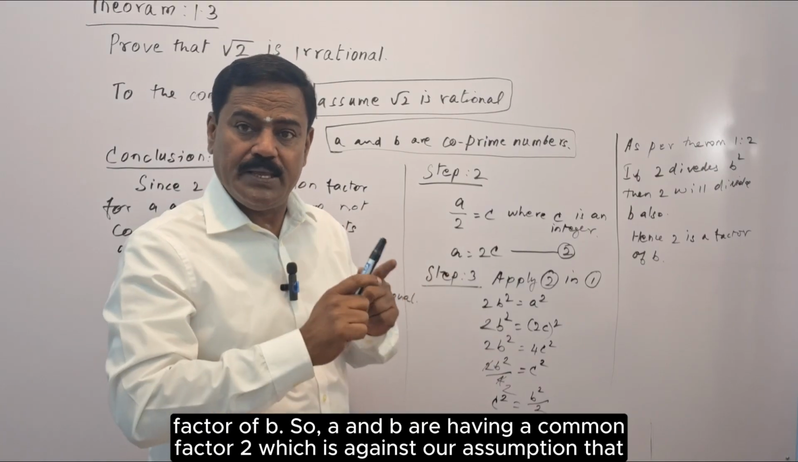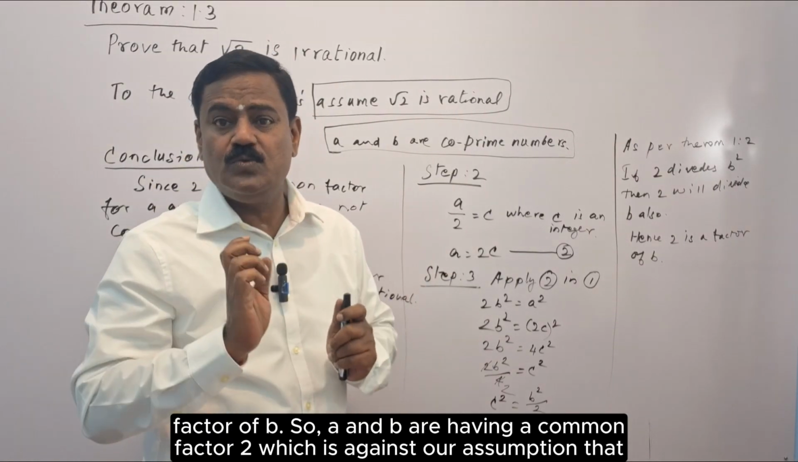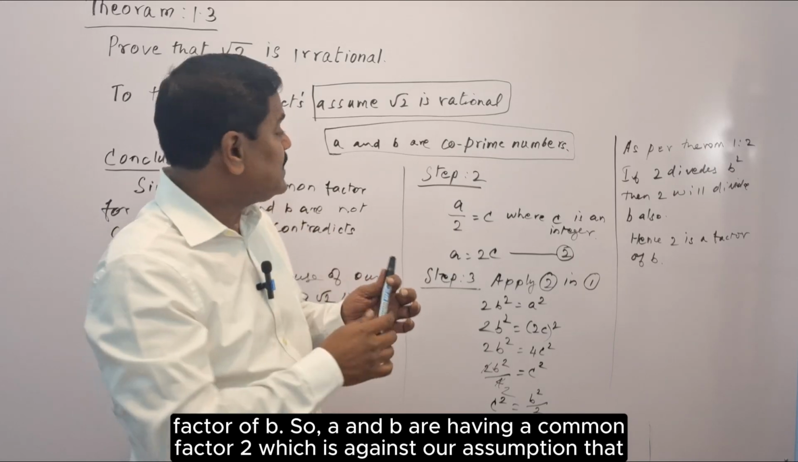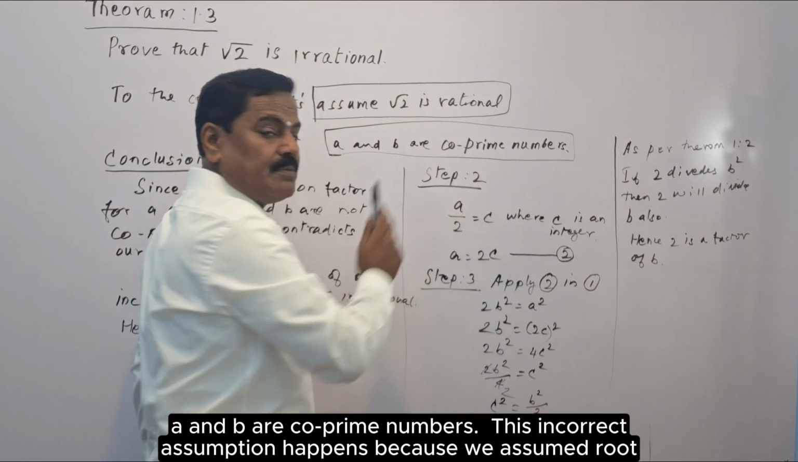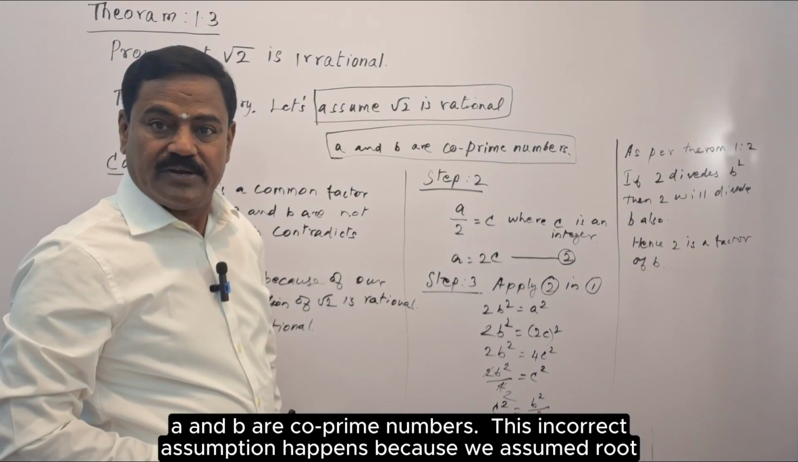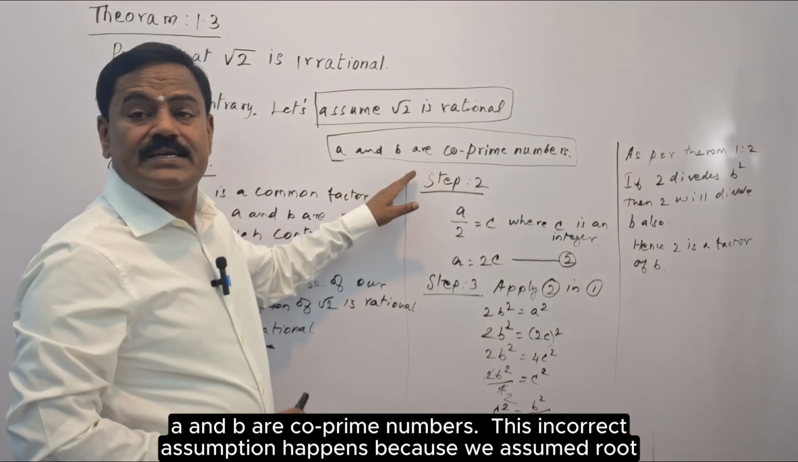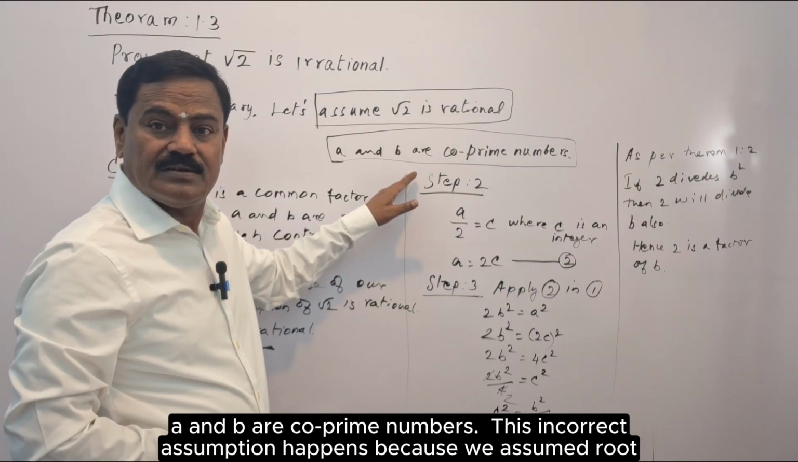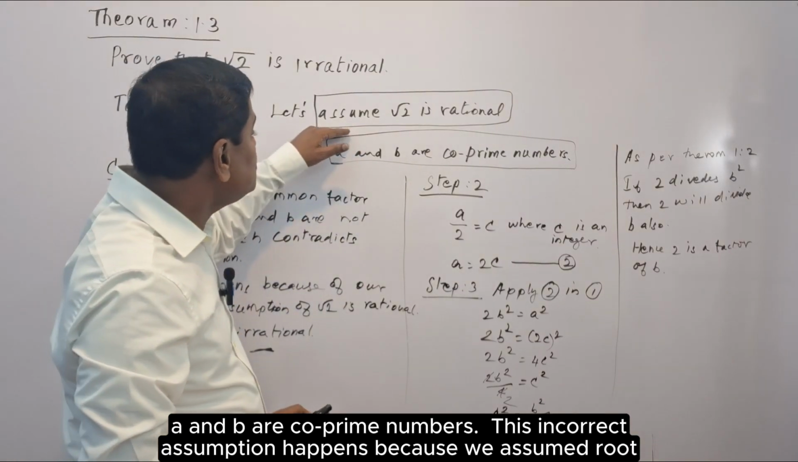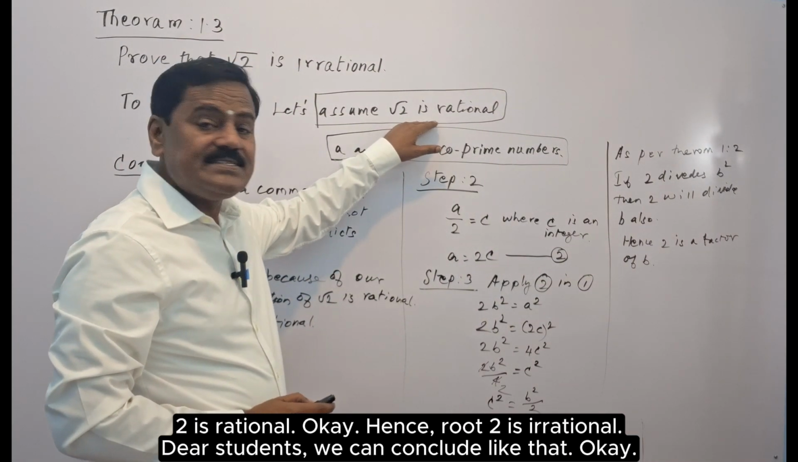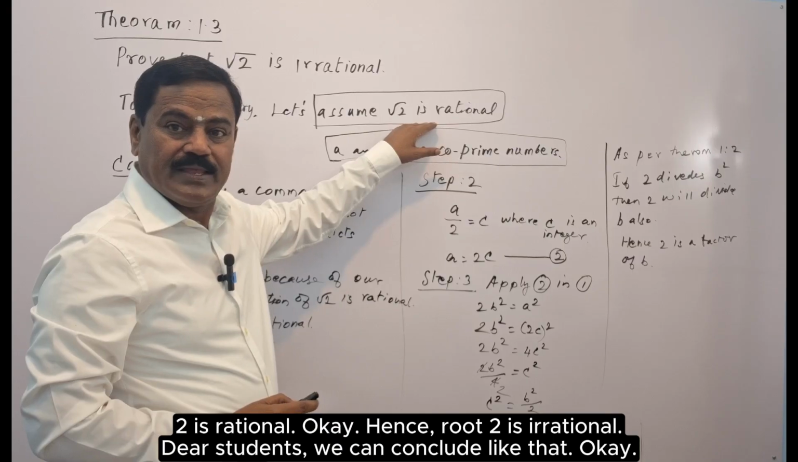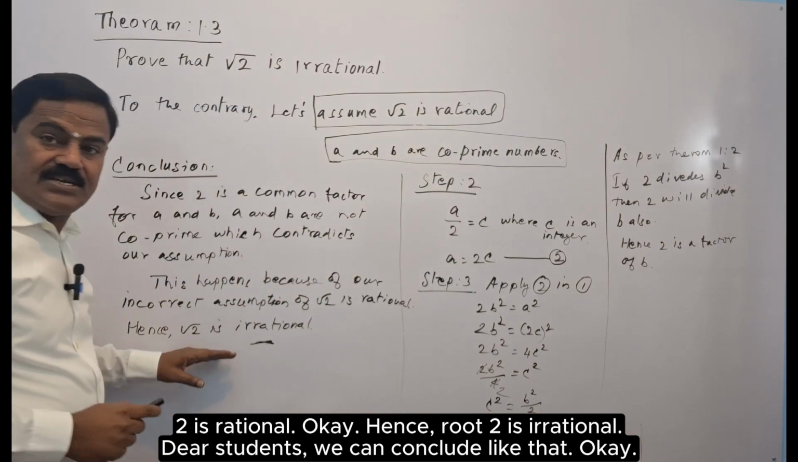So a and b have a common factor 2, which is against our assumption that a and b are co-prime numbers, right? This incorrect assumption happens because we assumed root 2 is rational. Hence, root 2 is irrational.